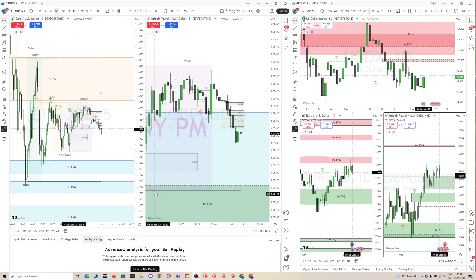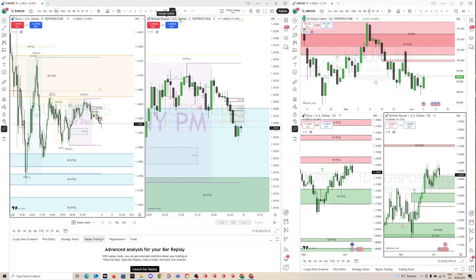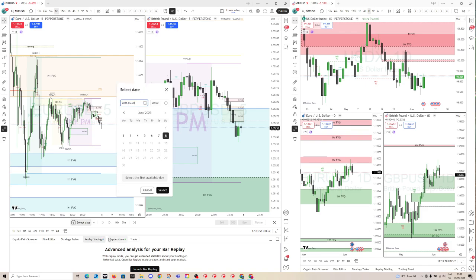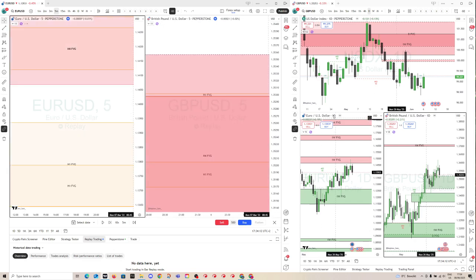So to start the session, you're going to hit replay trading here and then launch bar replay, or you have a button here that also will give you the start of the session. Next is you'll select a date. I usually select a date here. For example, you go into March 2022, March 7th, 2022 on Monday. Select. Now these will disappear.